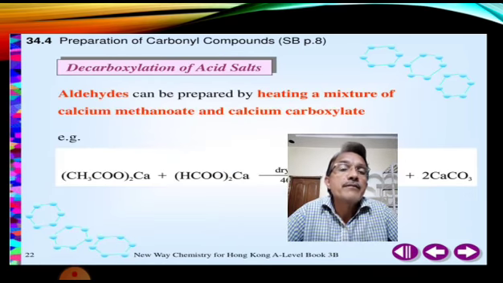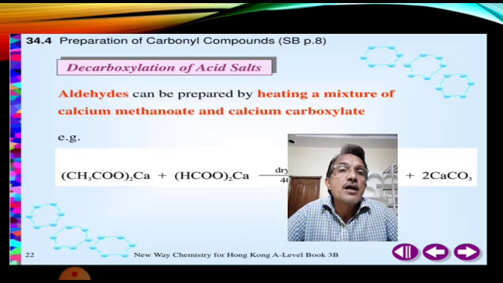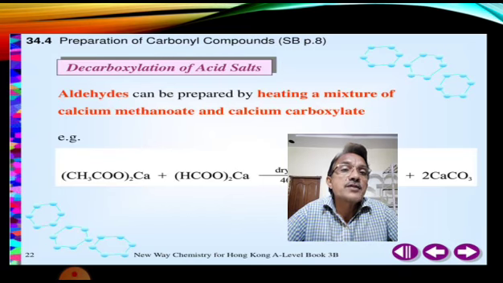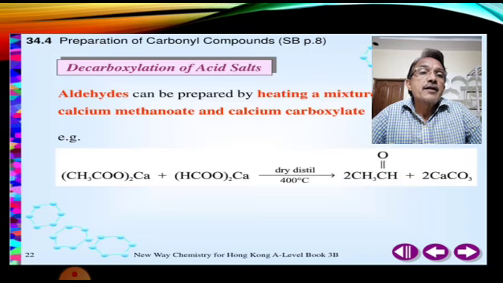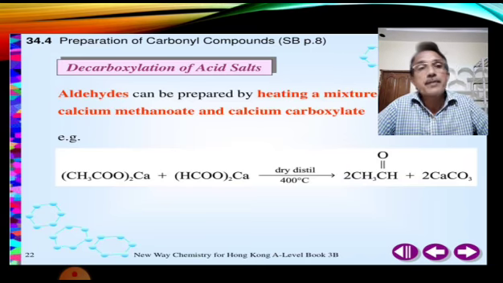Third method to prepare aldehydes and ketones is decarboxylation of acid salts. Decarboxylation means removal of CO2. Aldehydes can be prepared by heating a mixture of calcium methanoate and calcium carboxylate. In general, acetaldehyde is prepared by heating a mixture of calcium acetate and calcium formate.